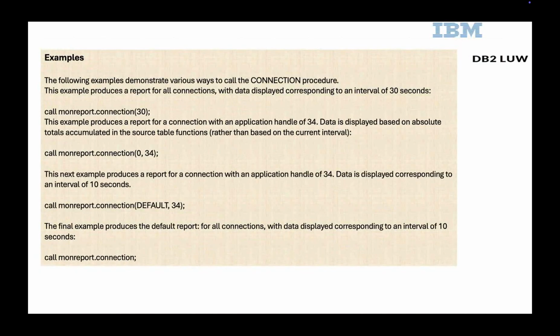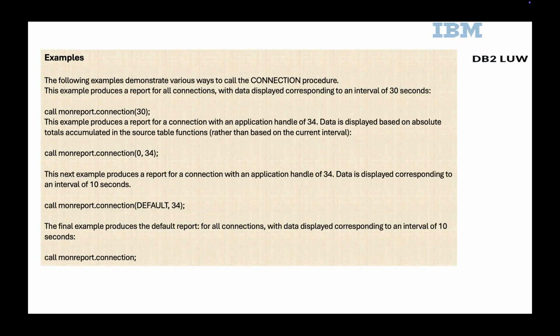Now, how to execute it, right? If you want to execute the connection procedure, just db2 call monreport.connection. What is monreport? It's a schema. Connection is the procedure name, and give seconds, whatever is needed. So the output gets collected in a file.